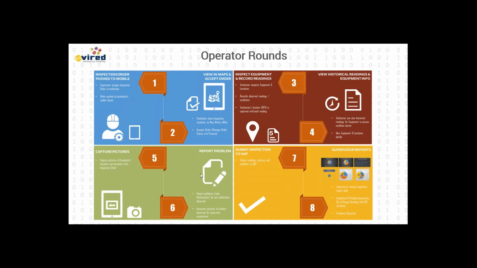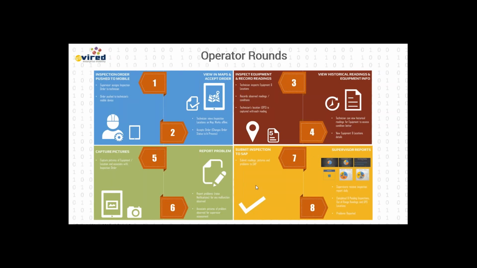If you see there's something wrong, take pictures of these equipment and associate them with the notification so that the supervisor can assess what is the exact problem and take remedial action. Finally, submit these inspections to the enterprise system.